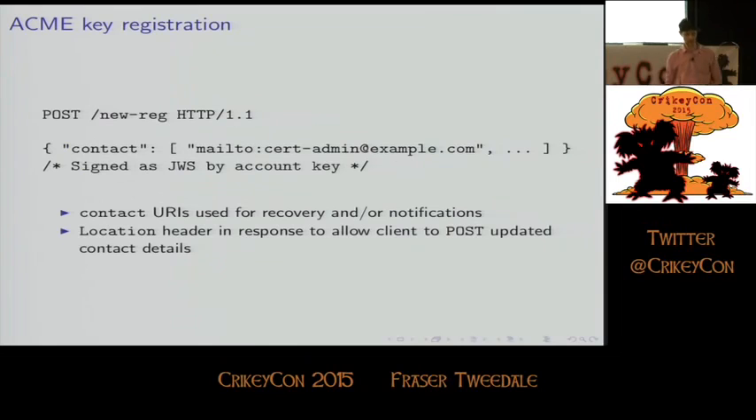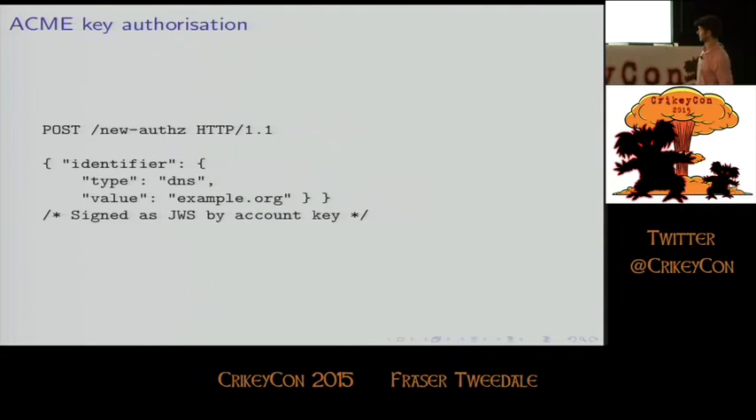Key registration looks something like this. You post to some new registration resource an object that contains some contact details signed by the account key. The contact URIs are used for recovery and/or notifications of account events. And there'll be a location header in the response that will allow a client to update the contact details should they change. And there'll also be link headers which will inform the client as to where to go to request authorization for a particular domain name. That's what this slide's about.